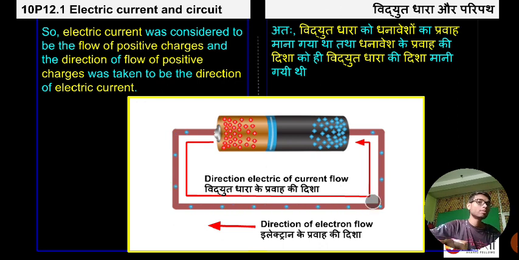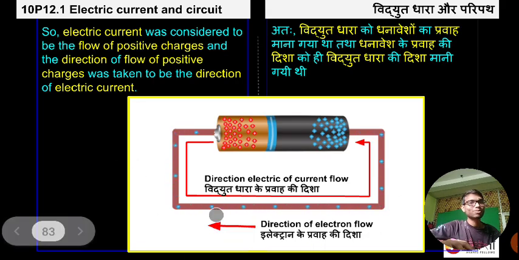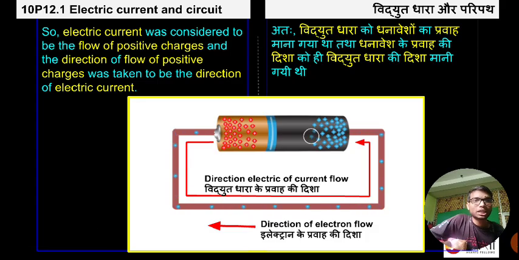But when it comes to the direction of electron flow, then you will have to say yes, this is going in this direction, so this would be the direction. But when it comes to current, then just opposite of this will be the direction of electric current. Clear? Are you crystal clear now?